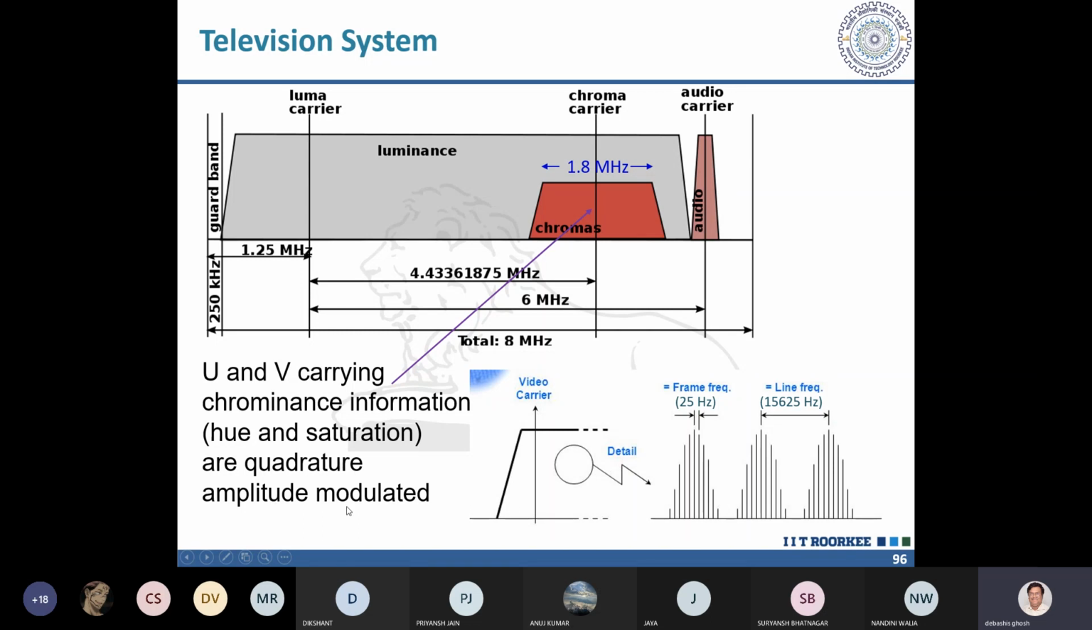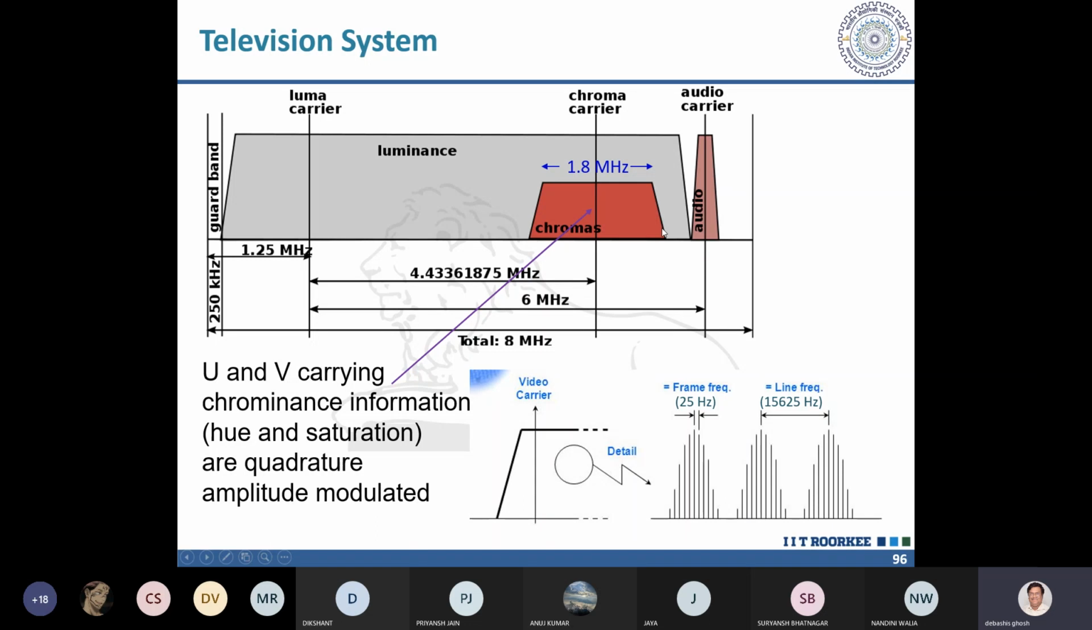I have not discussed that particular method of amplitude modulation, but it can be done. Two signals can be combined together in a quadrature form. Basically, for one signal you use cos 2 pi fct as the carrier, and for the other one you use sin 2 pi fct as the carrier. That is what I actually use. So the UV signals are placed here.